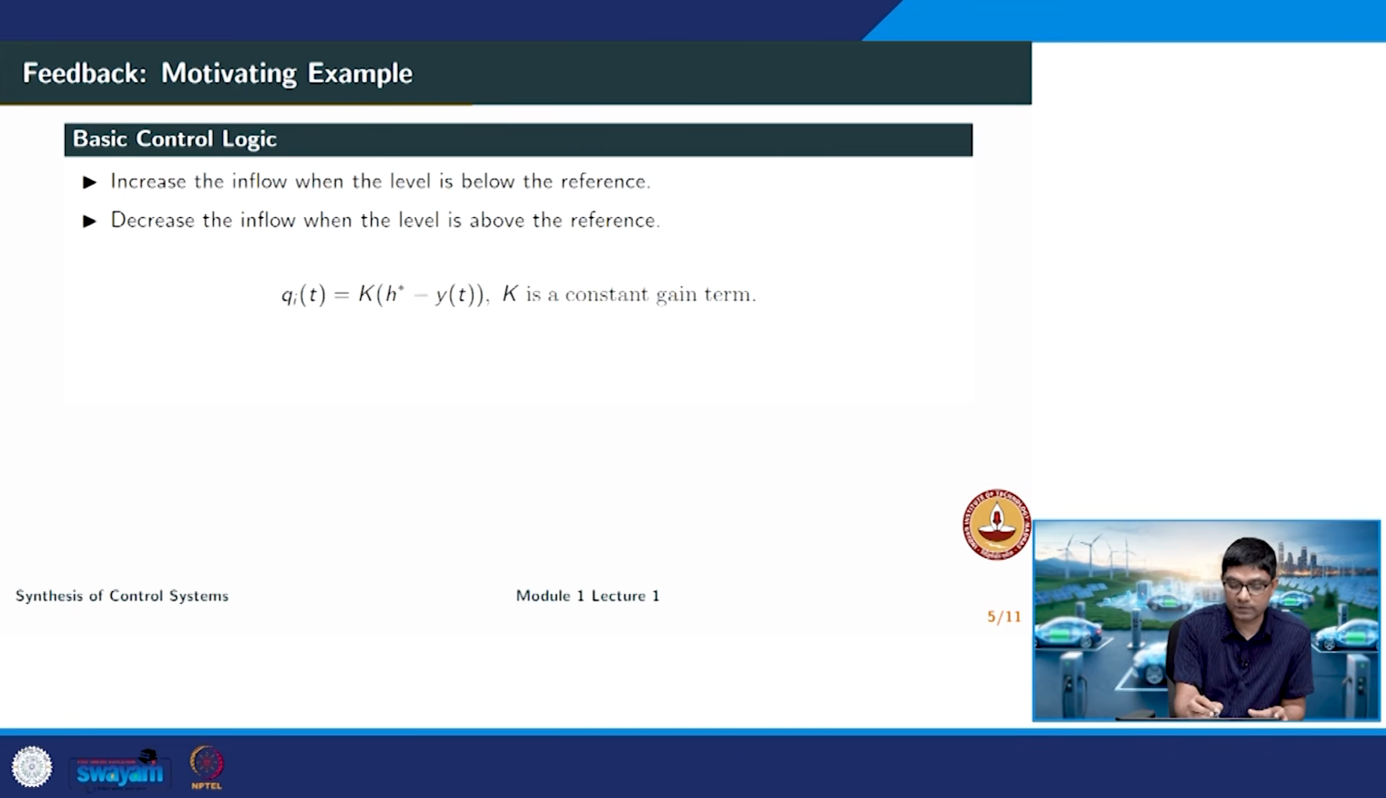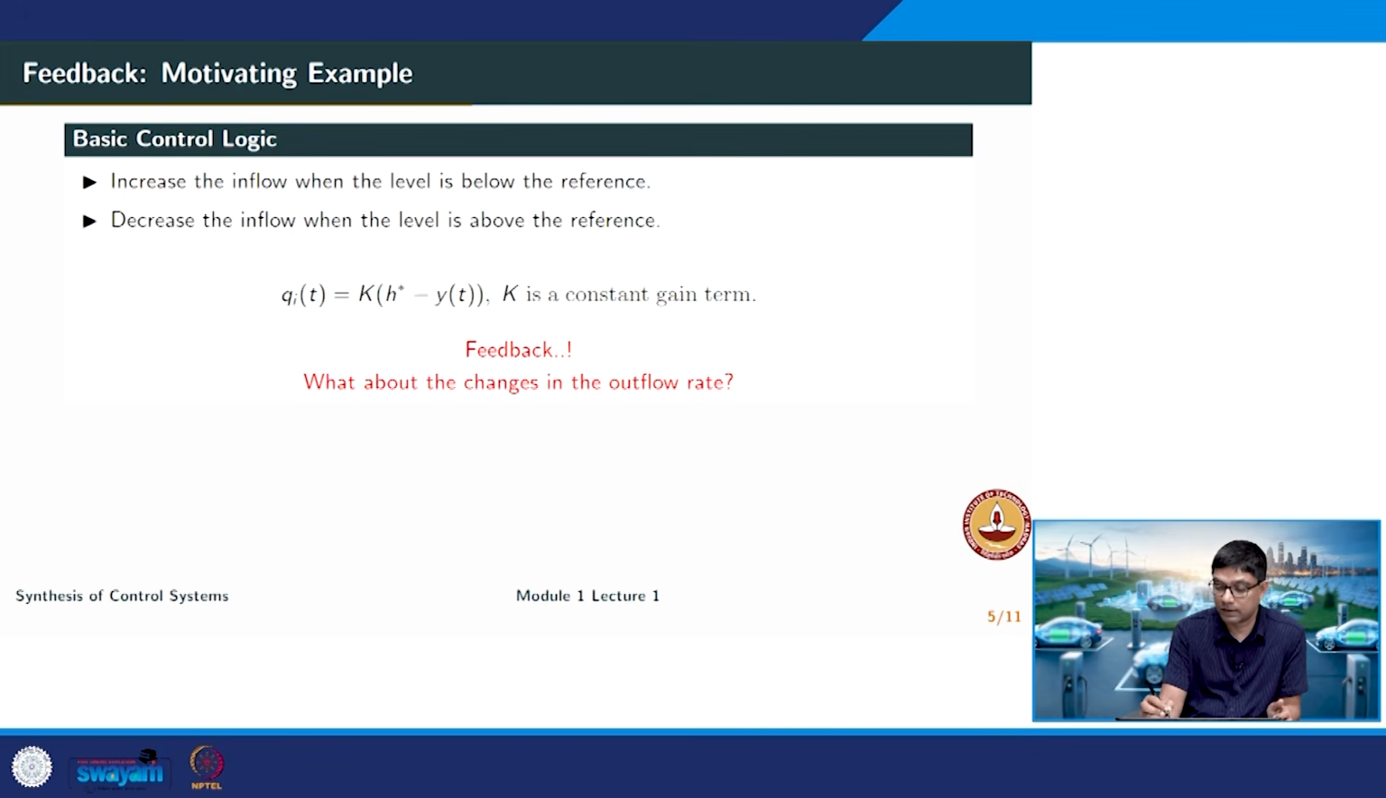So again, what is my control? I can only control the inflow. So, Qi is K times H star, which is my desired height, minus Y(t). What you see here is that I can measure the output Y and then control it back to its desired height. Now, how do I account for the outflow?